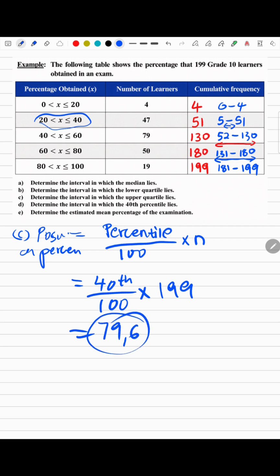Then we check which cumulative frequency range contains 79,6. We can see 79,6 is between 52 and 130. Therefore, the interval for this cumulative frequency is when x is greater than 40 but less than or equal to 60.